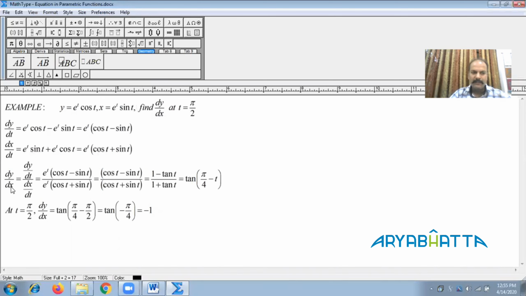Now use the formula dy upon dx is dy upon dt divided by dx upon dt. Place the values. This is dy upon dt and this is dx upon dt. So e^t will cancel down, and you will have cos minus sin upon cos plus sin. Divide both numerator and denominator by cos. 1 minus tan upon 1 plus tan. That is tan of pi by 4 minus t. Now you need the value of the derivative at t equal to pi by 2. So put t equal to pi by 2 here, pi by 4 minus pi by 2, minus pi by 4. This is minus 1. So this is a simple form.